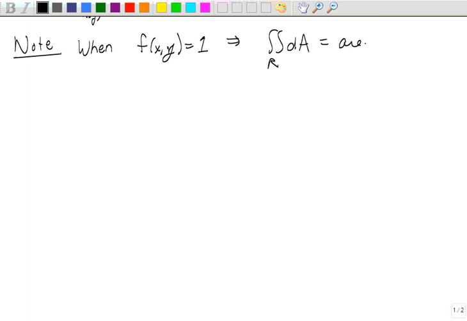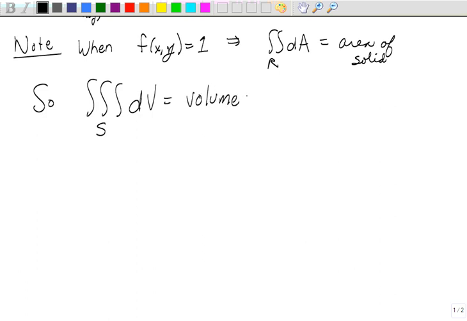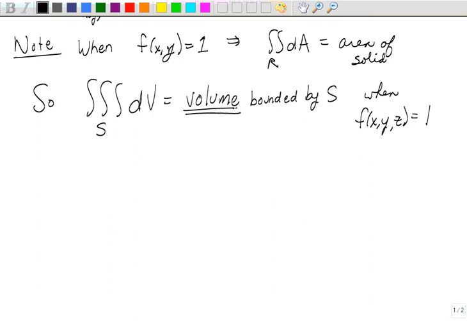Then remember, when f of x, y was equal to 1, then the double integral of dA was equal to the area of the region R. So this triple integral over a solid S of dV equals the volume bounded by S when f of x, y, z is 1. So it does represent volume only when the function is 1.